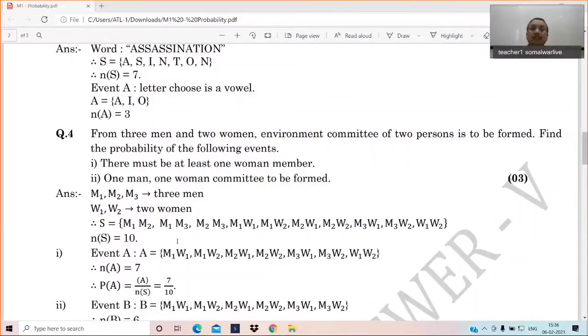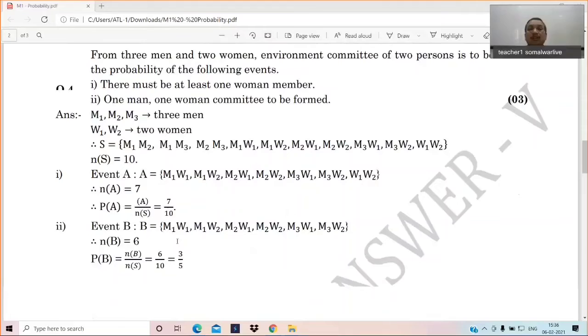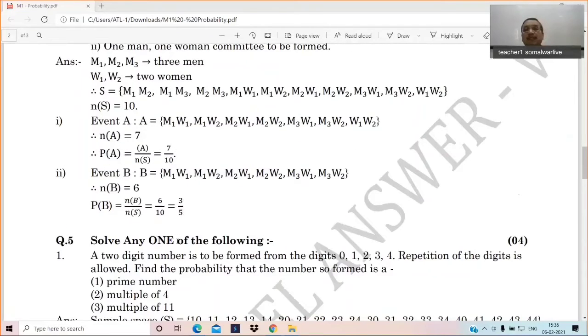And second event is one man, one woman committee to be formed. So it will contain sample points like M1 W1, M1 W2, M2 W1, M2 W2, M3 W1, M3 W2, like that. And total number of outcomes are 6. So P of B is equal to n of B upon n of S, that is equal to 6 by 10 and equal to 3 by 5. So every time you have to write the answer in a sentence. Here also you have to write the probability that the committee has one man and one woman is 3 by 5.